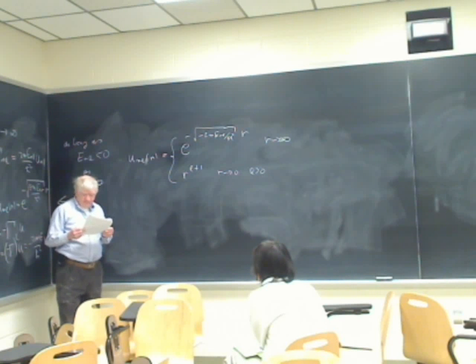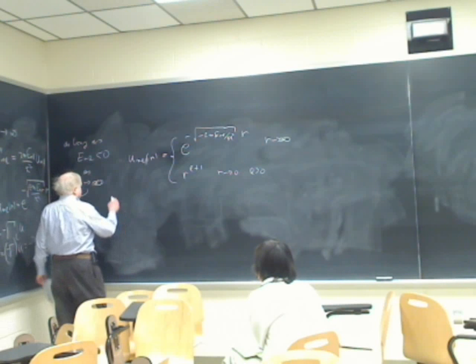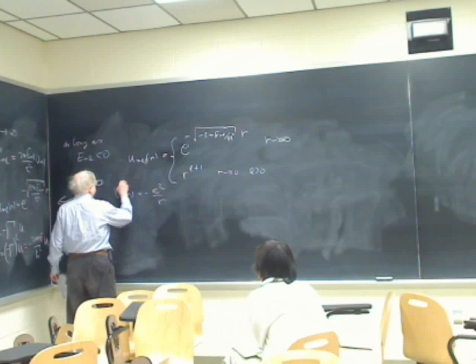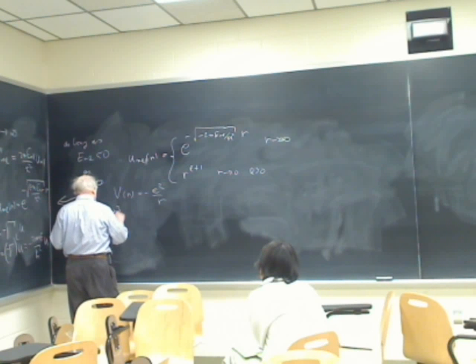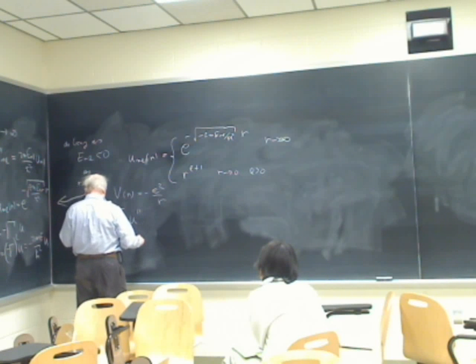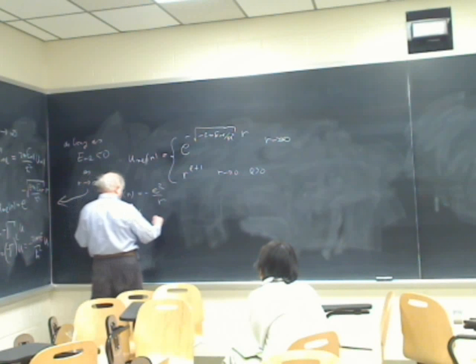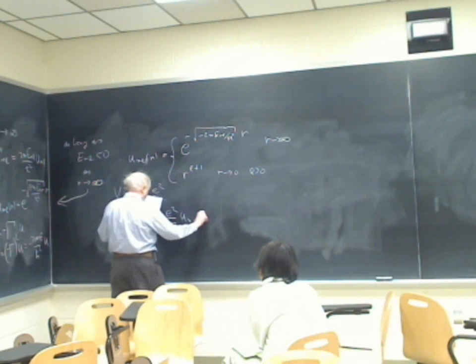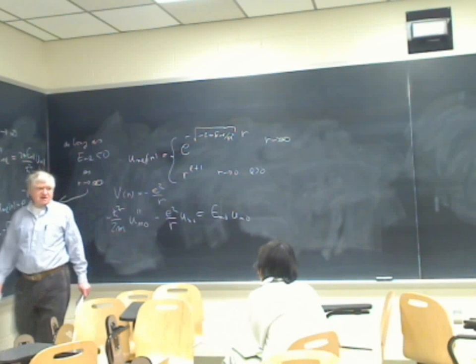Okay. Let's look at this more carefully for the case of the Coulomb potential. That's the next topic. So suppose V of r is minus e squared over r. So then what we have is minus h bar squared over 2m, u double prime, and we're looking at l equals 0, so n0, minus e squared over r, u_n0 equals E_n0 u_n0. Notice the l plus 1 term is gone because I'm setting l equals 0.